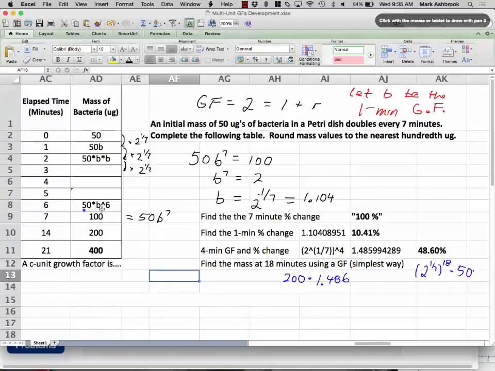Yeah, right. So if you're at the 7-minute mass and you went 2 4-minute periods, that would take you to 15 minutes. So how do we advance 2 4-minute periods?